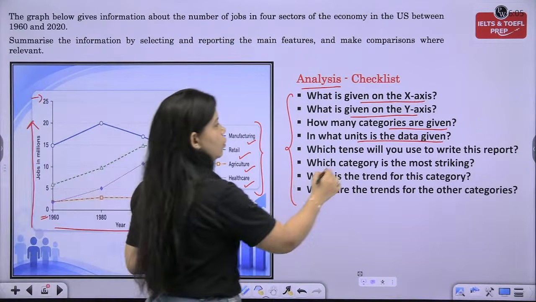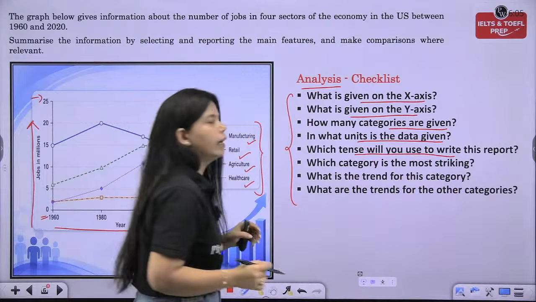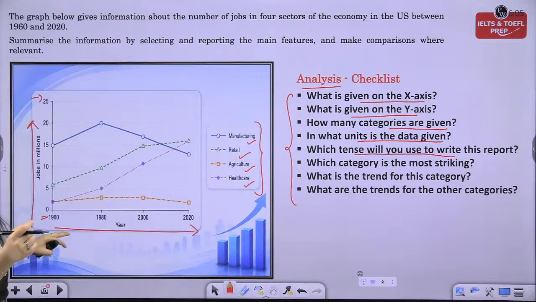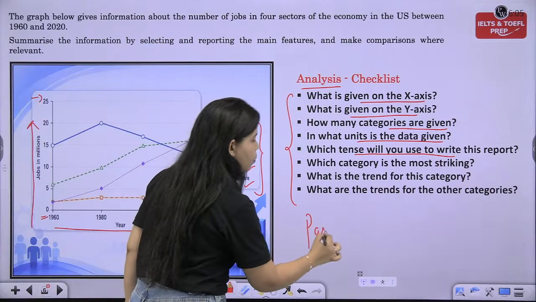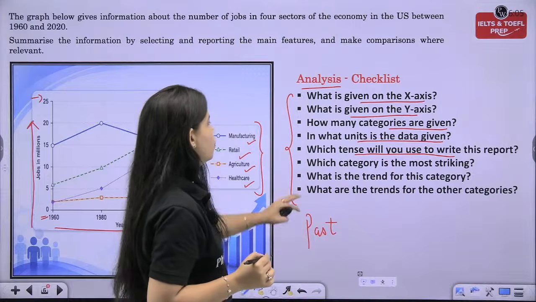Which tense will you use to write this report? Because the data is of the past. The data is from 1960 to 2020. It's important that you write this report using past tense. Otherwise, it will go wrong.